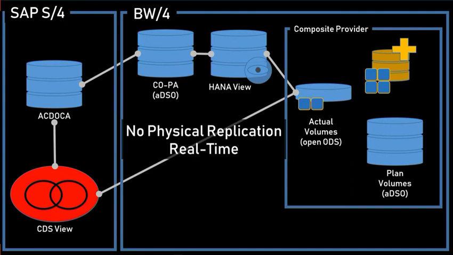If the customer is on S/4, for example, we can create an ABAP CDS view and expose it to our application through HANA SDA. In this case, we don't need to extract data at all, and we have access to the latest actuals. Secondly, as alluded to in the first point, we can have access to real-time data. For example, COPA volumes and table ACDOCA can be directly accessed and used in our planning applications.